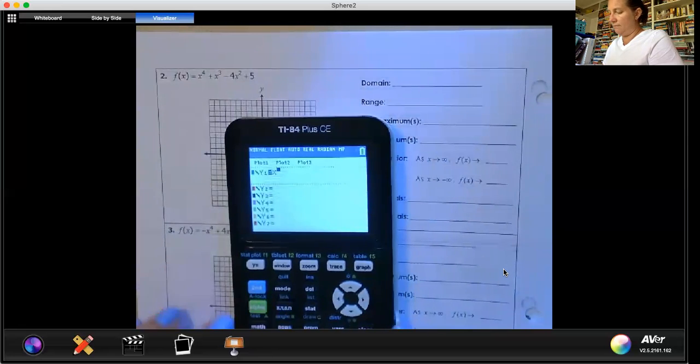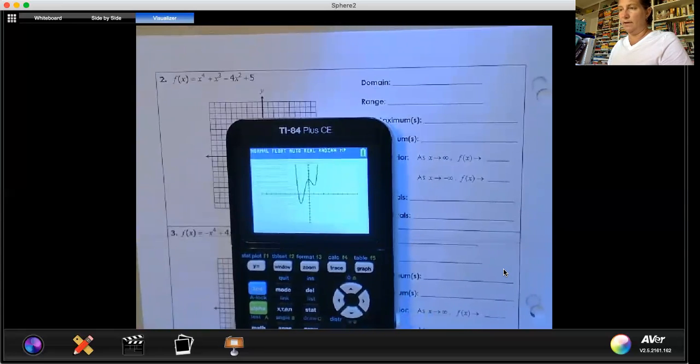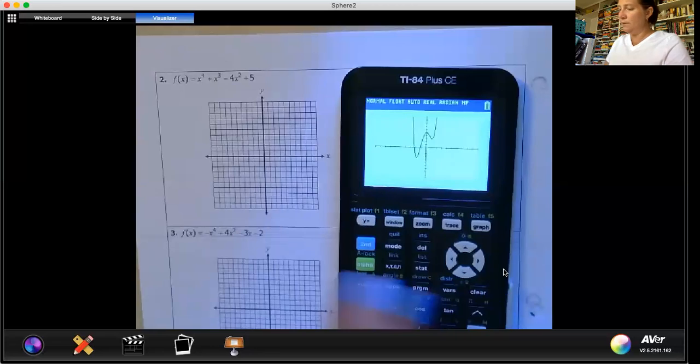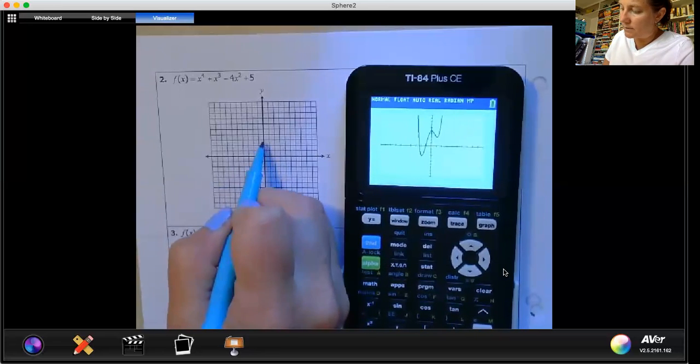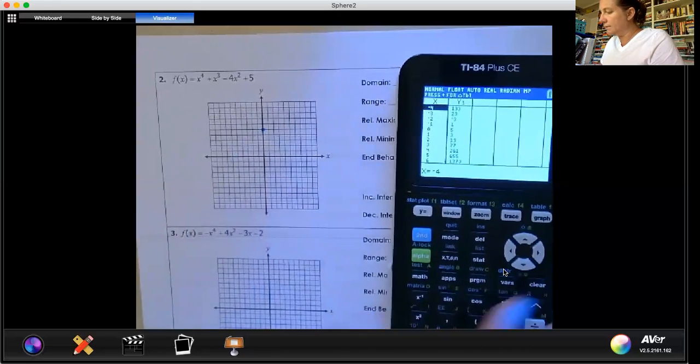So graph. We're going to put the graph on the paper, and you are welcome to analyze the graph on your calculator to find all your pieces if you'd like. Before you graph on your paper, just don't forget to do that. We know 0, 5 is a y-intercept. And then I'm going to use my table to find some other points.